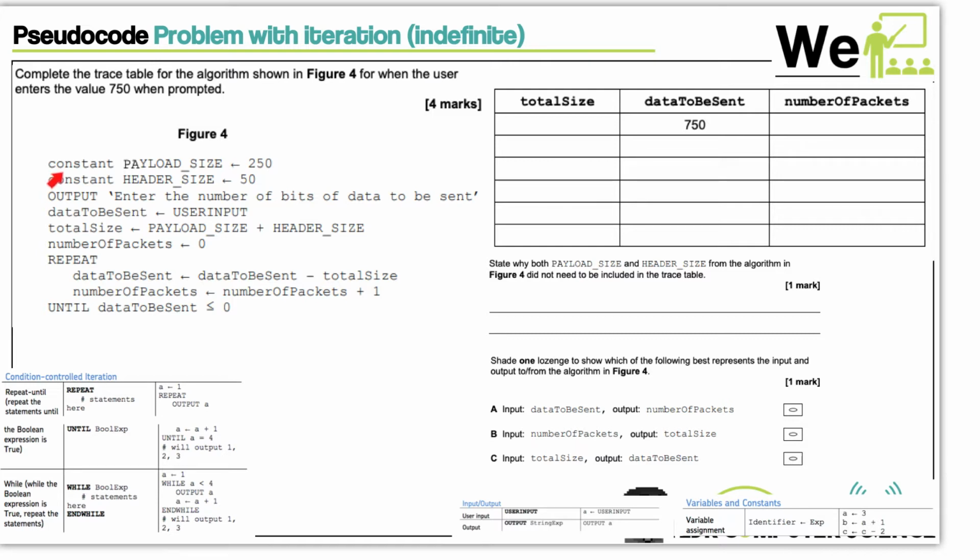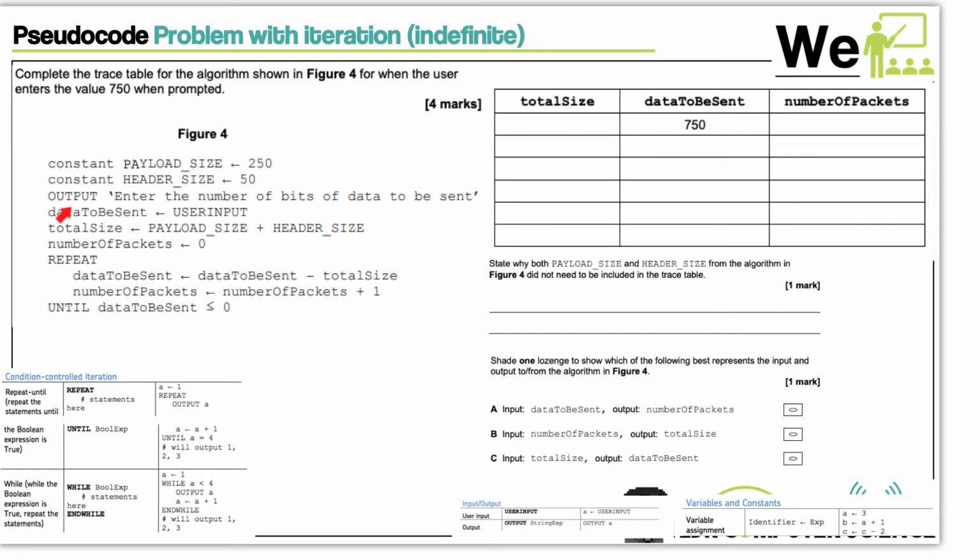Now, constant payload size 250. Why is that constant? Well, it can either be a constant or a variable. The clue is in the name. Constant payload size means that it's always 250. You can't change it. If you remove the constant, it becomes a variable and you could change the size. So you use constants for values where you're not going to change the value associated with it. Okay, so we've got payload size 250, header size is 50. And FYI, that's why it's not going to be in a trace table, because it's not going to change. You only trace the variables.